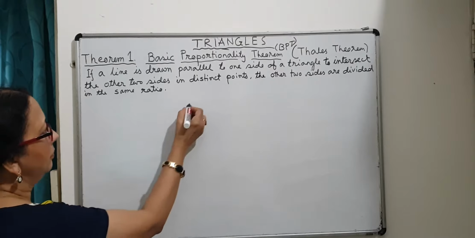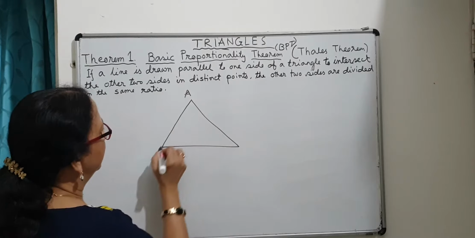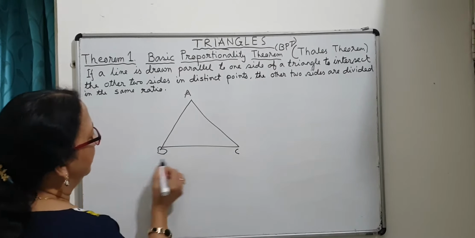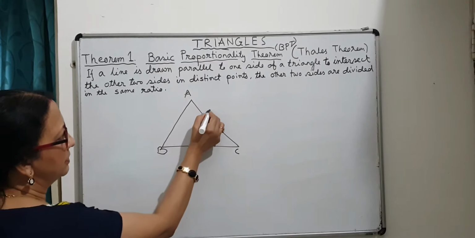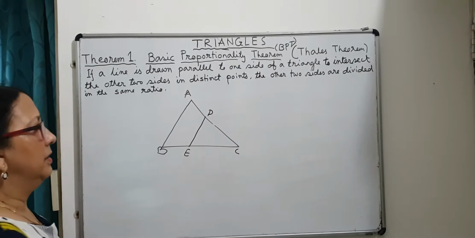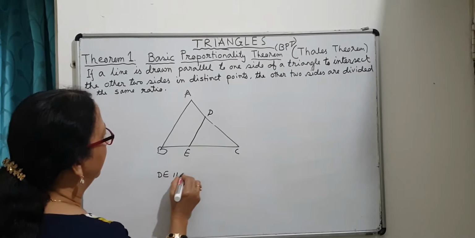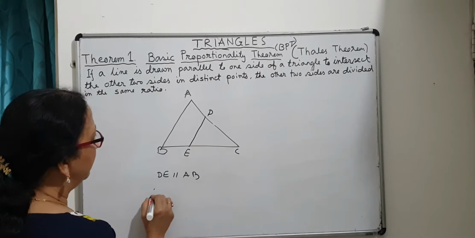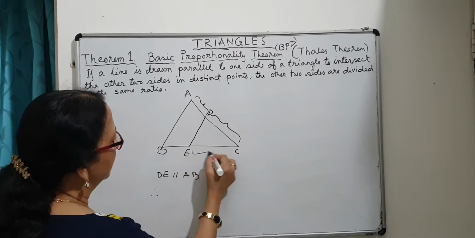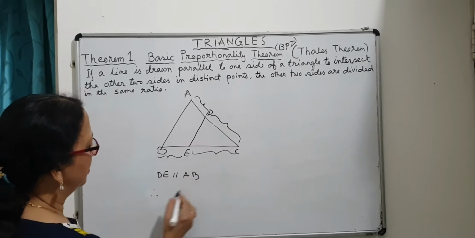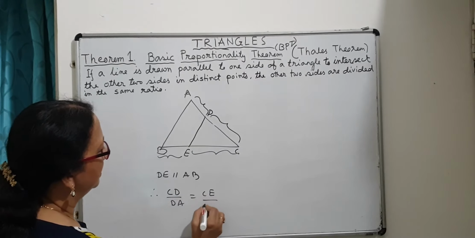So I have the triangle ABC. Now if I draw a line parallel to this side, that is to AB, say this is D and E, then by the theorem what will I be writing here? DE parallel to AB. Then by this theorem what will happen? That is ratio of this part to this part will be same as this part to this part. So it is CD by DA will be same as CE by EB.